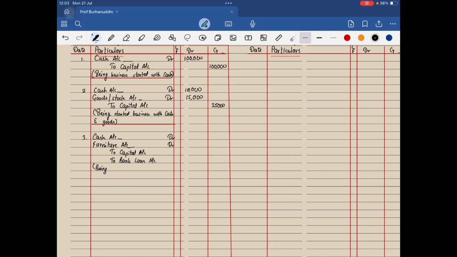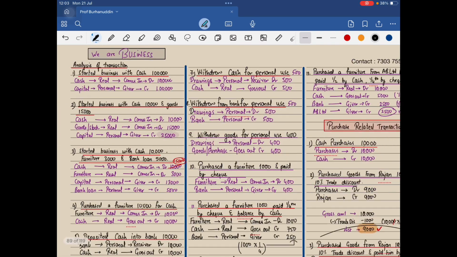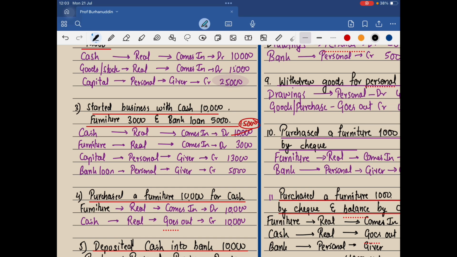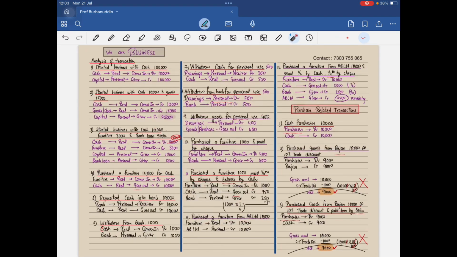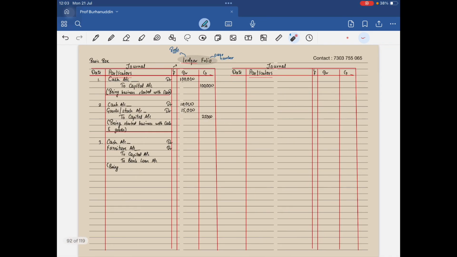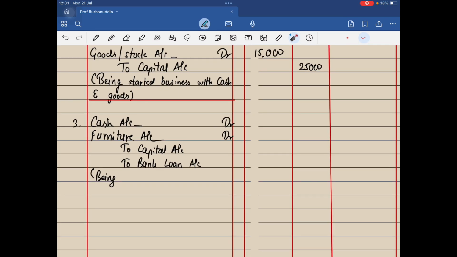Now we just have to write the amounts. Help me out, Prakash. The amounts would be for cash we have 15,000, furniture we have 3,000, capital is 13 and 5. So 15, 3, 13, 5. But for capital, sir, you will not write in the debit column. You are writing the credit column.